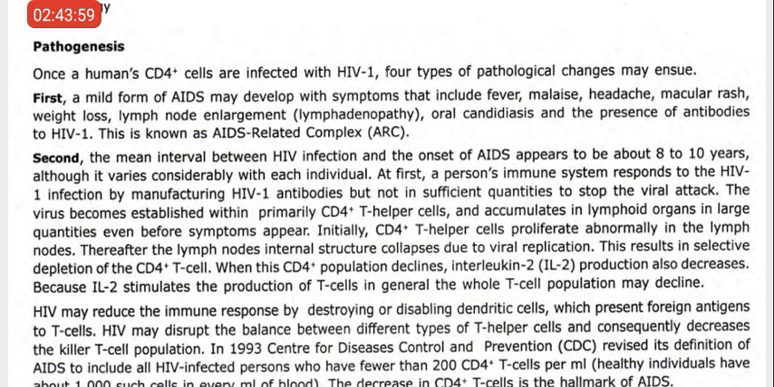Initially, CD4 plus T helper cells proliferate abnormally in the lymph nodes. Thereafter, the lymph nodes' internal structure collapses due to viral replication. This results in selective depletion of the CD4 plus T cells. When the CD4 plus population declines, interleukin 2 (IL-2) production also decreases. Because IL-2 stimulates the production of T cells in general, the whole T cell population may decline.